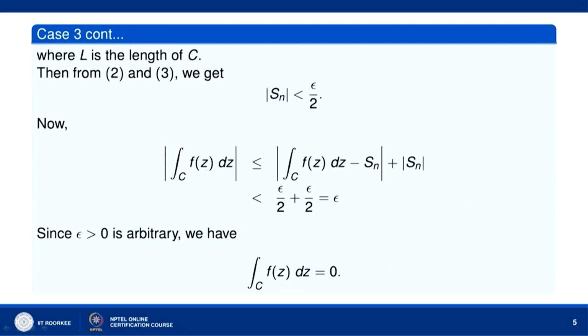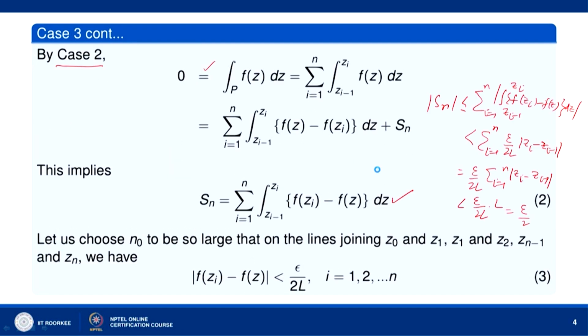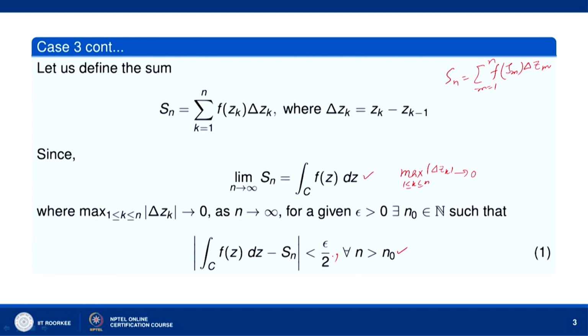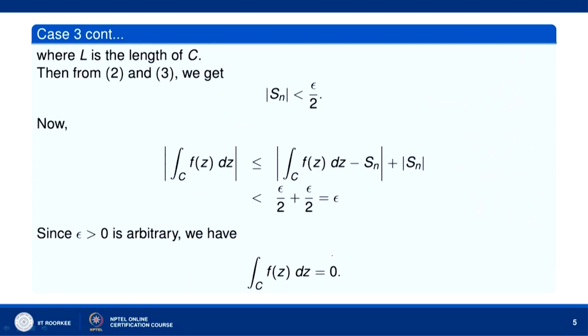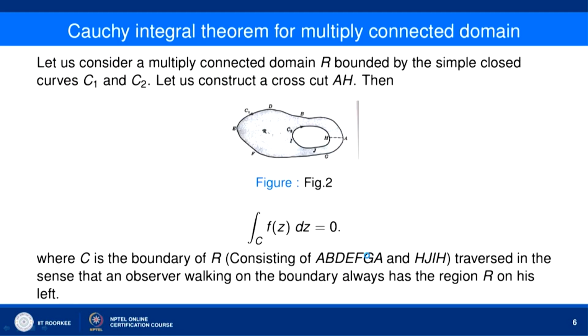Now, mod of integral over C f(z) dz is less than or equal to mod of integral over C f(z) dz minus Sn plus mod of Sn, and mod of integral over C f(z) dz minus Sn is less than epsilon by 2. This we have seen here, for all n greater than n0, and mod of Sn is also less than epsilon by 2. So, this is less than epsilon, and epsilon is arbitrary. So, we can say integral over C f(z) dz equal to 0. This is how we prove that integral of f(z) along any simple closed path is equal to 0 if f(z) is analytic in a simply connected domain D and C lies inside D.